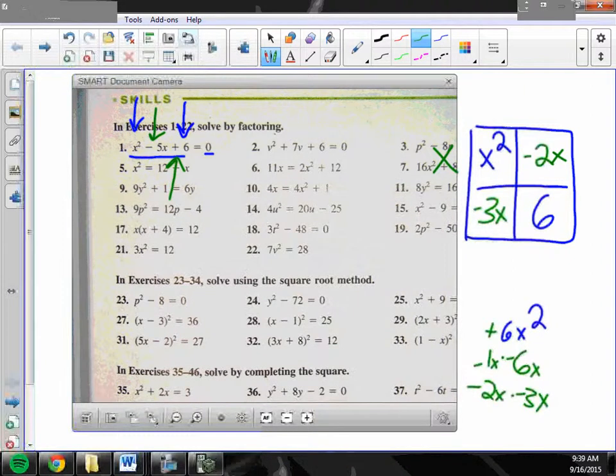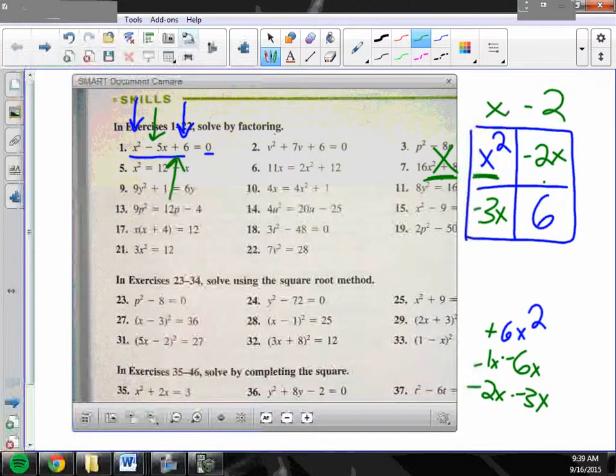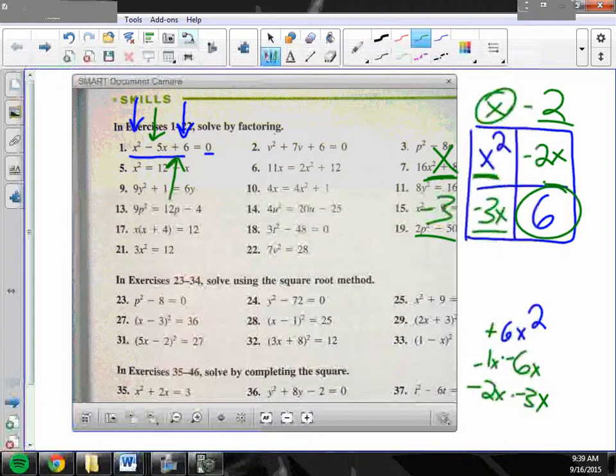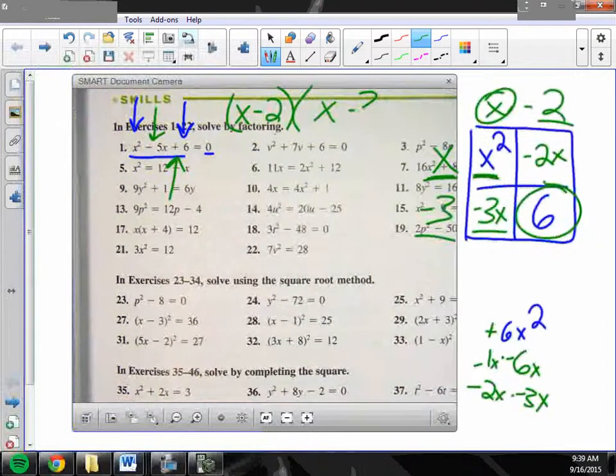So what we ask is, what times x is x squared? So x goes up here. What times x is negative 2x? Negative 2. And what times this x is negative 3x? Negative 3. And we can check, is negative 3 times negative 2 equal to positive 6? Yes. So my two factors are x minus 2 and x minus 3.